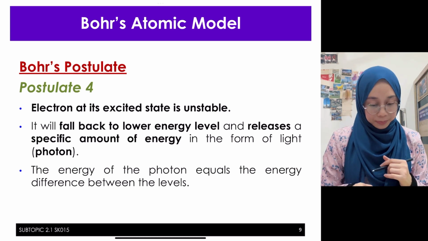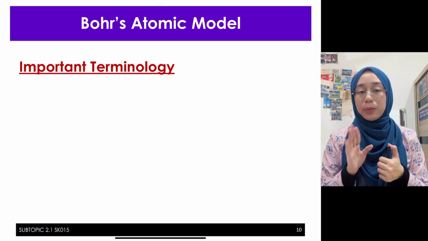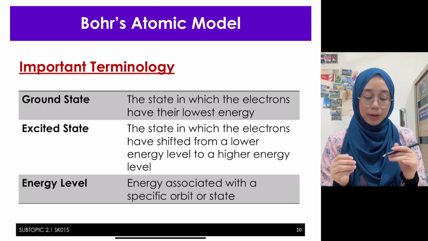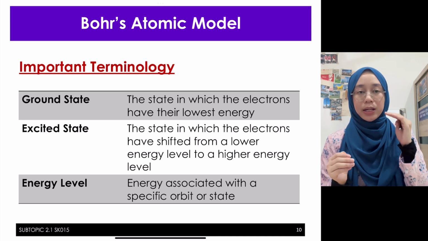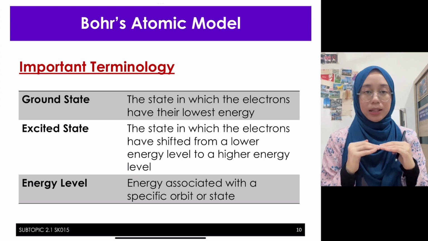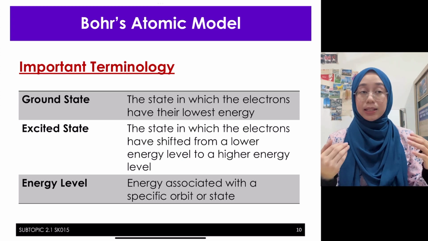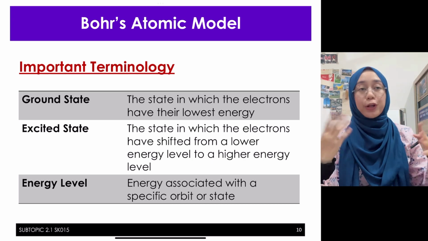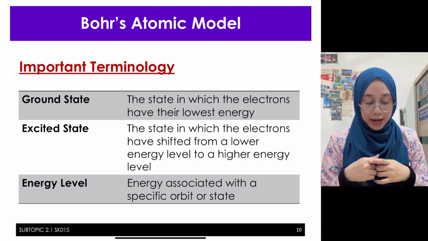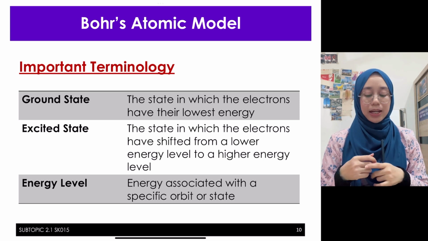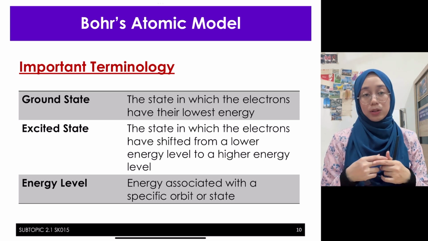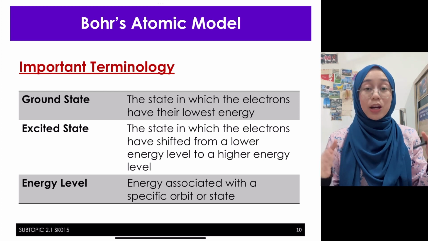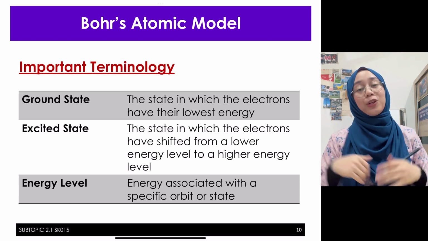Okay. Alright, so there are a few important terminologies yang kamu dengar Miss cakap tadi sebenarnya. First adalah ground state. So ground state means the state at which electron berada dekat the lowest energy as possible. Okay, and then ada excited state. Excited state adalah bila dia dah absorb energy and dia berada dekat a higher energy level. Itu kita panggil sebagai excited state. Okay, and then energy level pula adalah energy associated with a specific orbit ataupun state. Energy level ni bila Miss cakap n equals to 1, itu energy level. N equals to 2, energy level. Orbit pertama, orbit kedua, orbit ketiga, itu energy level.